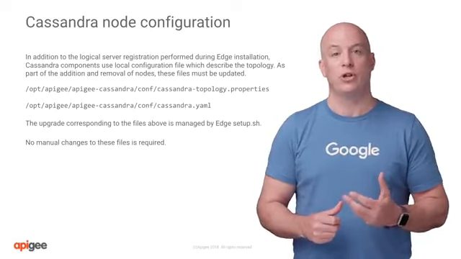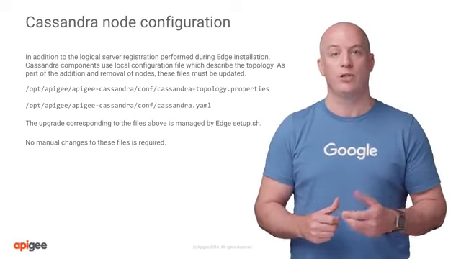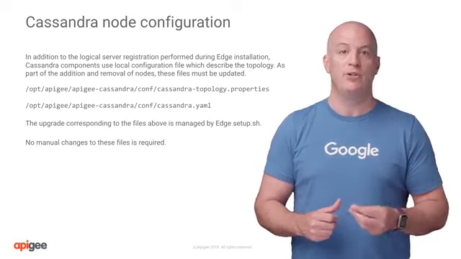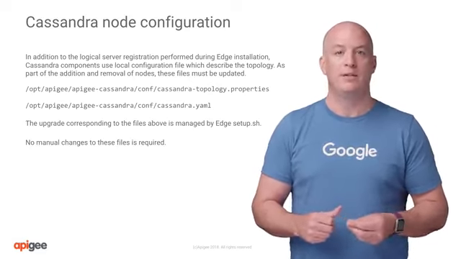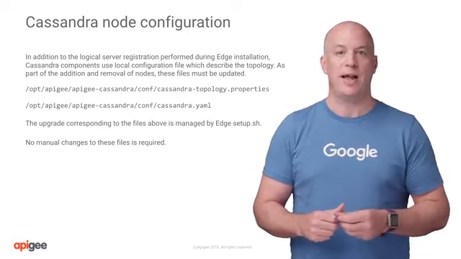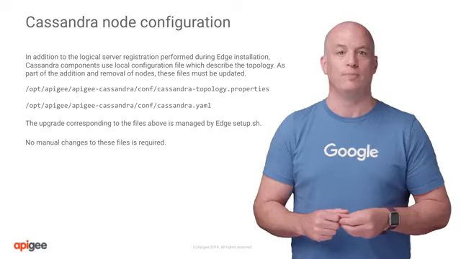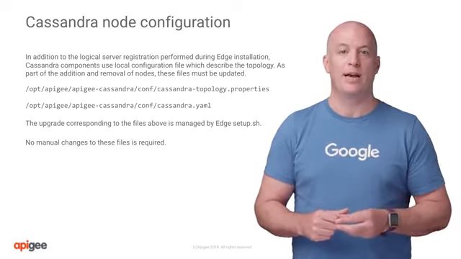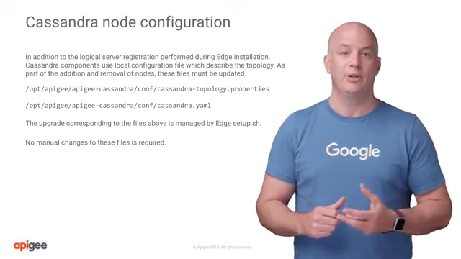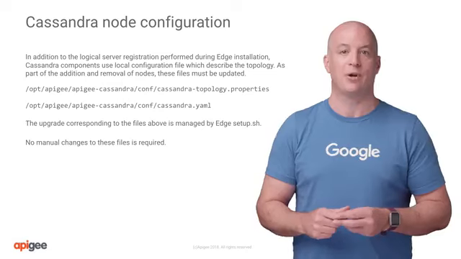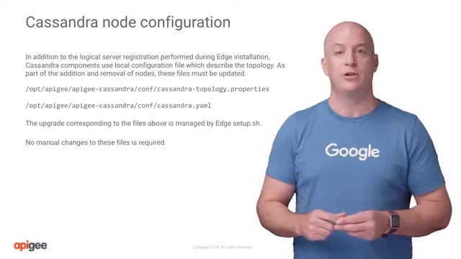Additionally, Cassandra uses local configuration files to describe its topology. If nodes are added or removed, these files must be updated. These files are cassandra-topology.yaml and cassandra.yaml. Both files are located in opt, Apigee, Cassandra, conf. During any update to topology, changes to these files are managed by setup.sh. Manual changes should never be required.